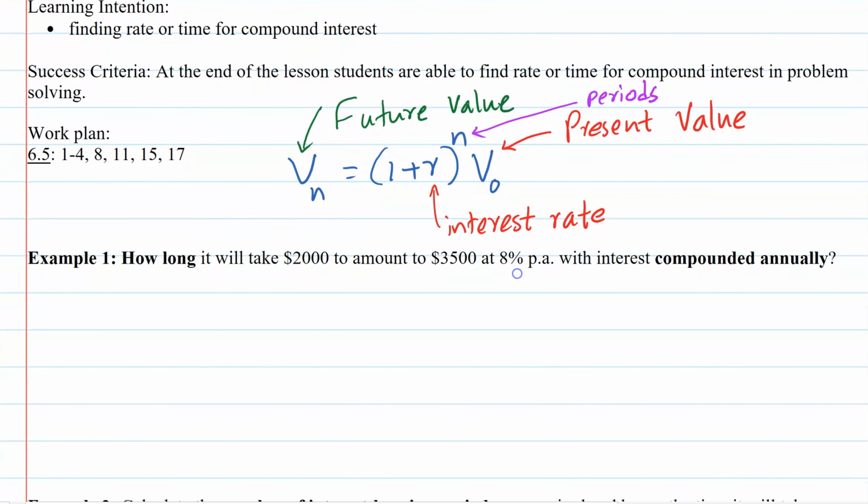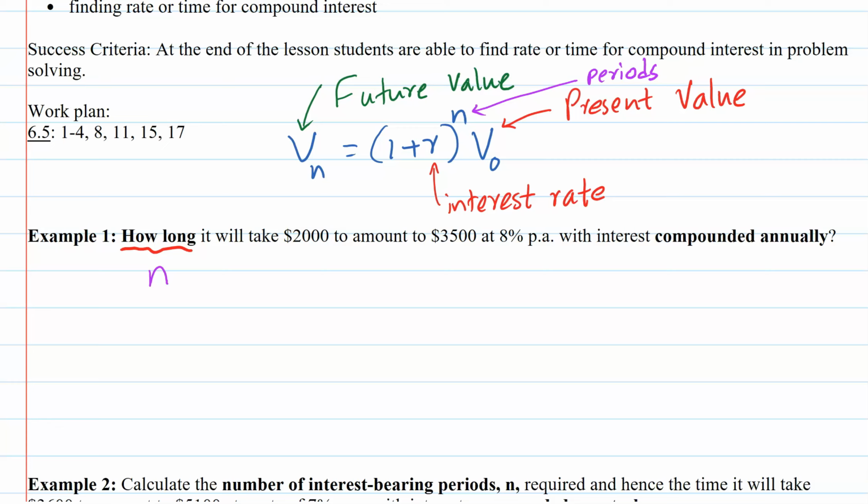Let's have a look at this example. It says how long. You can see I have bolded this. How long it will take. What it means is it's asking for n. We do not know what n is, therefore we have to find that. Well, we can either substitute into the formula. We know the present value, PV.